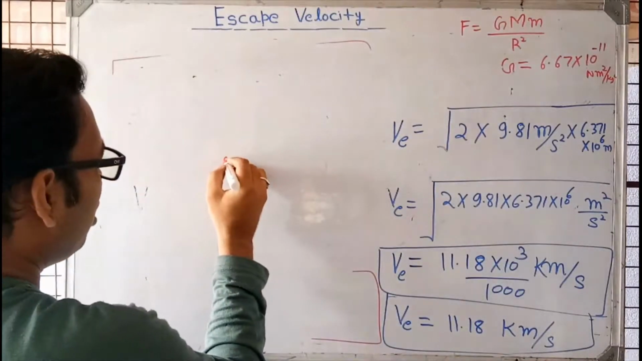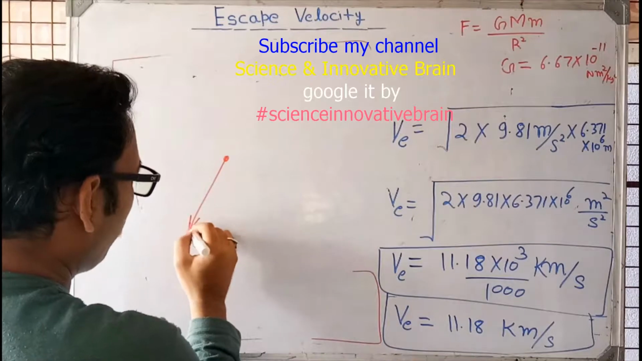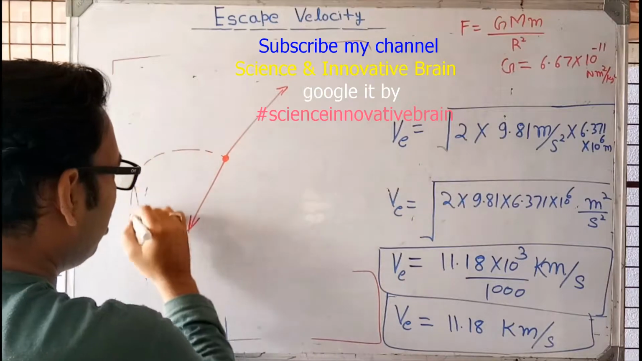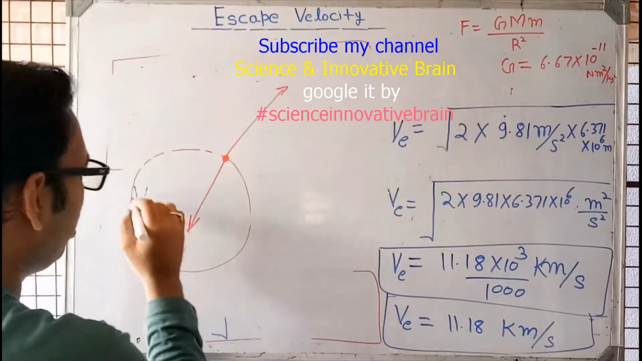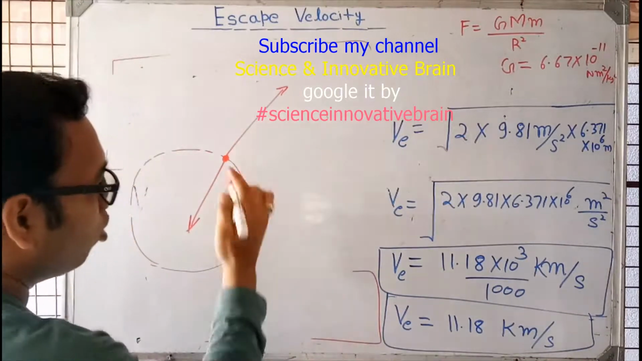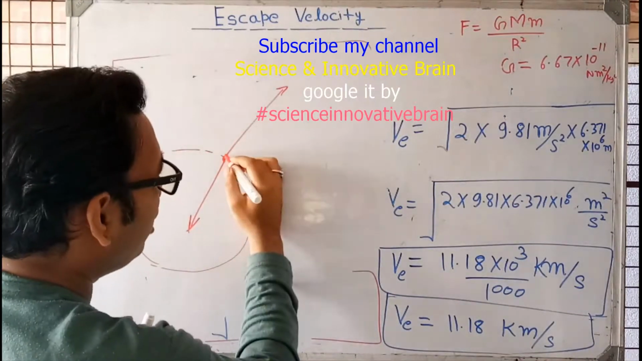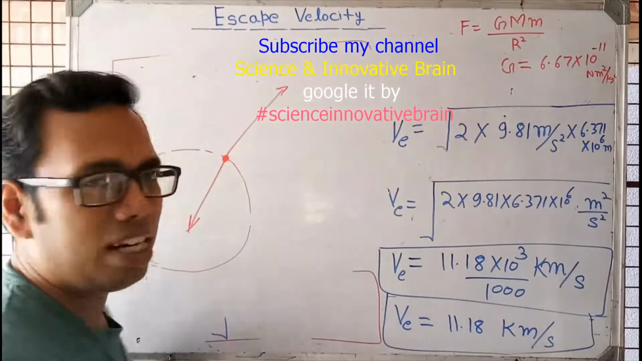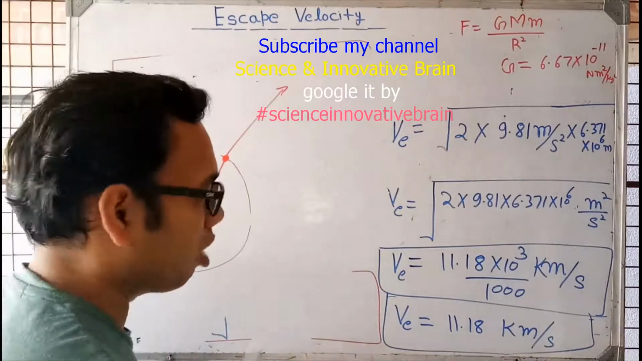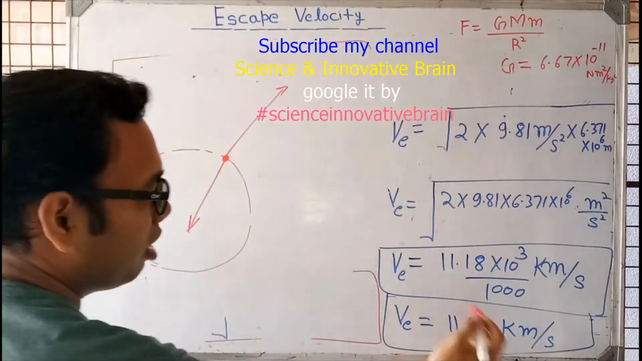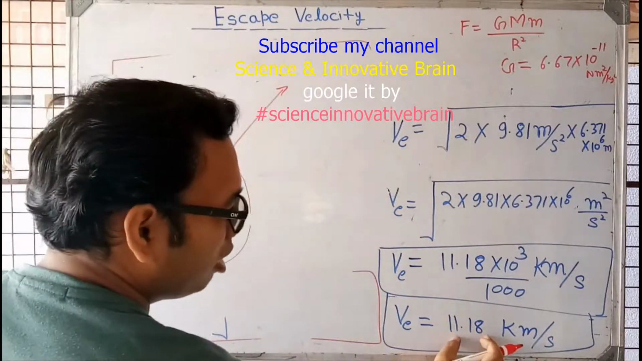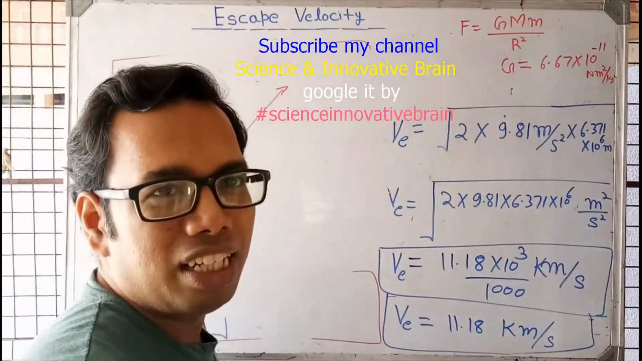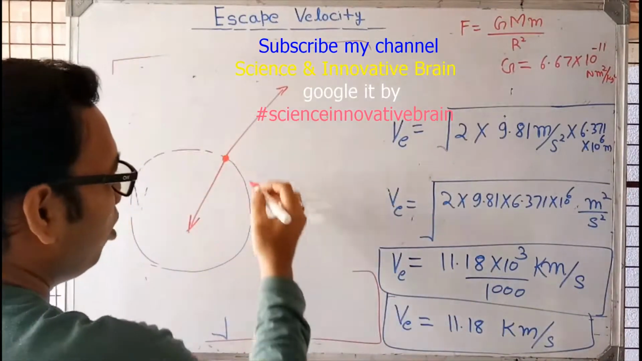So if this is the Earth's force of attraction and this is the rocket's force of attraction, and this is our Earth, then to escape from the Earth we require at least this much force. You can give more also, but this thrust requires more fuel, more energy. So this much is the minimum. If you give more also, there is no problem. If you give more, then it will easily escape. So this is the minimum.